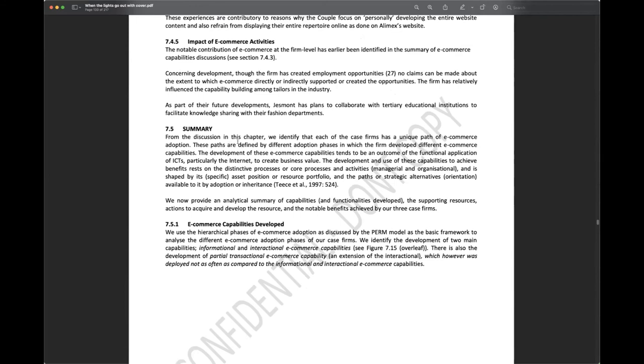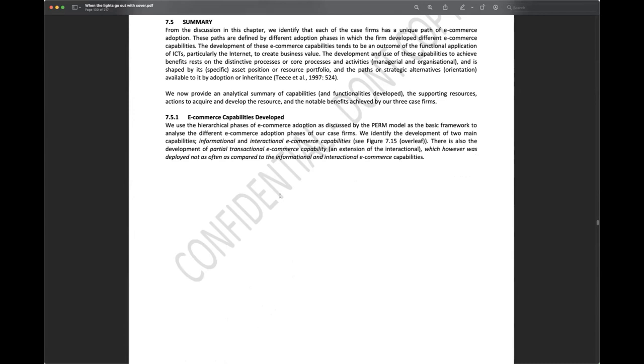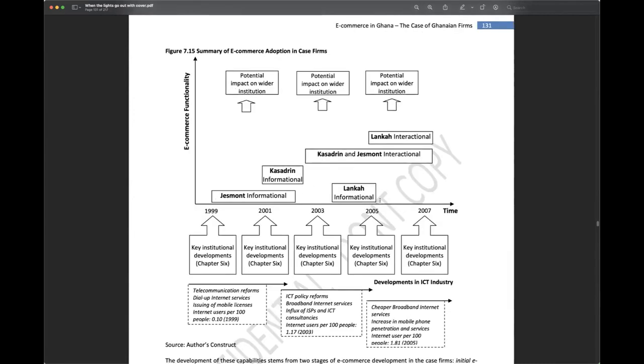So, summary, 7.5. I'm summarizing what I've learned from the 3 cases. We call it cross case analysis. First of all, in terms of the capabilities developed across the 3 cases, I use a timeline approach to show the relationship between what was happening in Ghana. We call it the internal context and the external context. The internal context is in the different companies. The external context is what's happening in the country. I realized that as ICT was improving and becoming cheaper and relatively more accessible, the companies were developing better capabilities in using information systems.